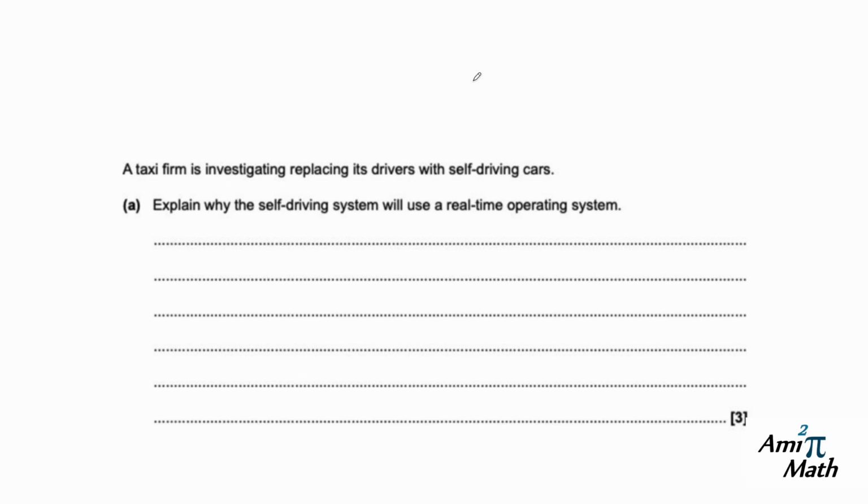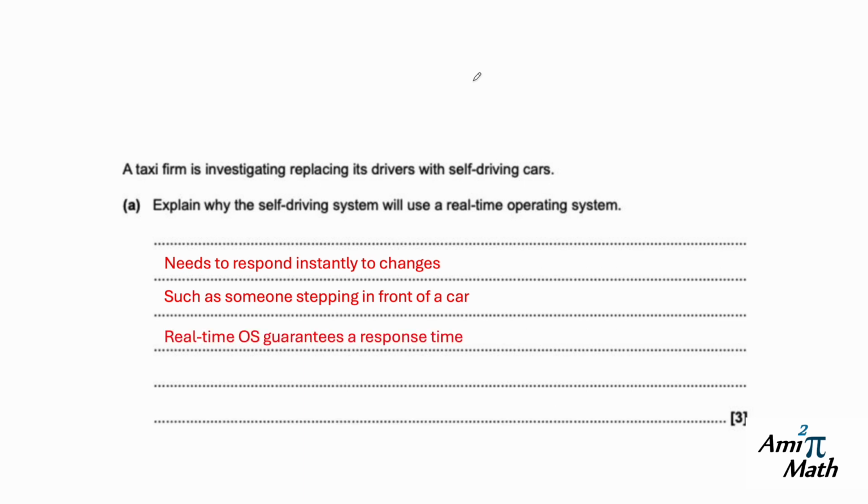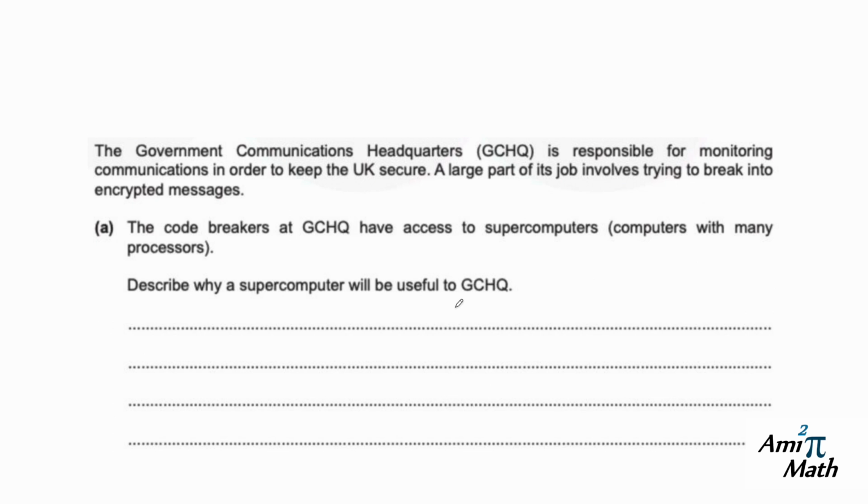A taxi firm is investigating replacing its drivers with self-driving cars. Explain why the self-driving system will use a real-time operating system. The operating system will need to respond instantly to changes, such as someone stepping in front of the car. And a real-time operating system will always guarantee a response time compared to, say, another operating system that will process things a bit slower. And obviously, in this case, that would not be helpful as you would need an instant response.